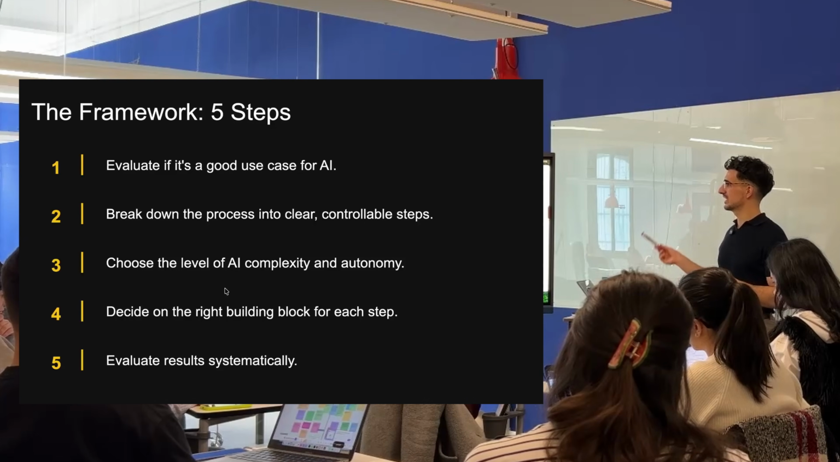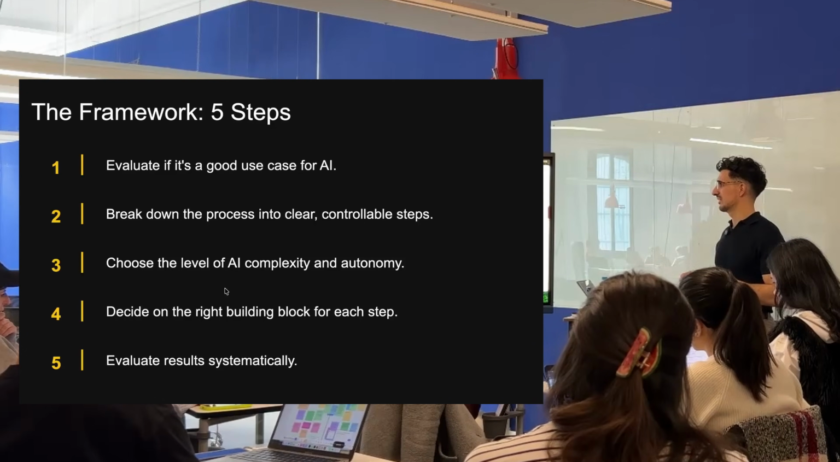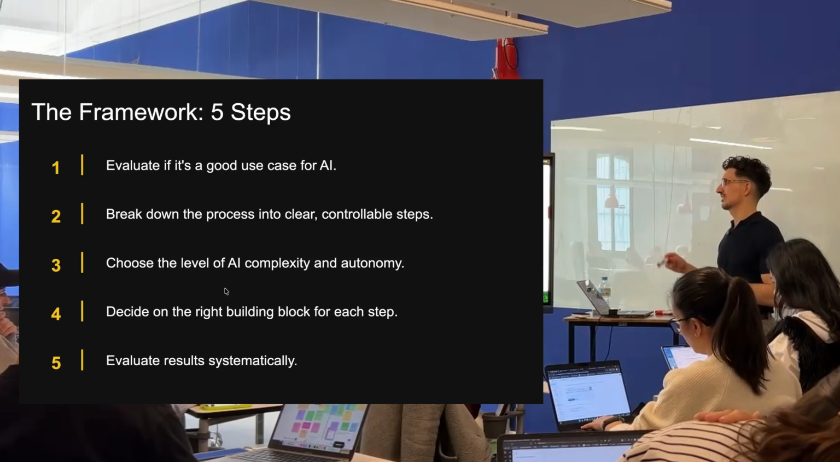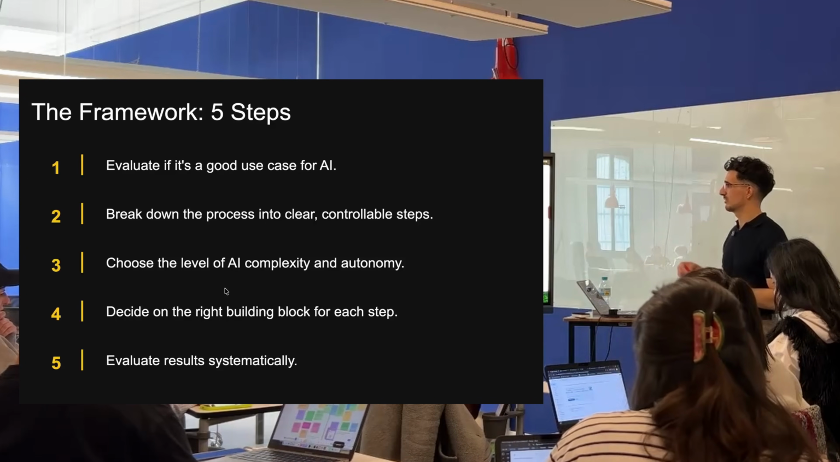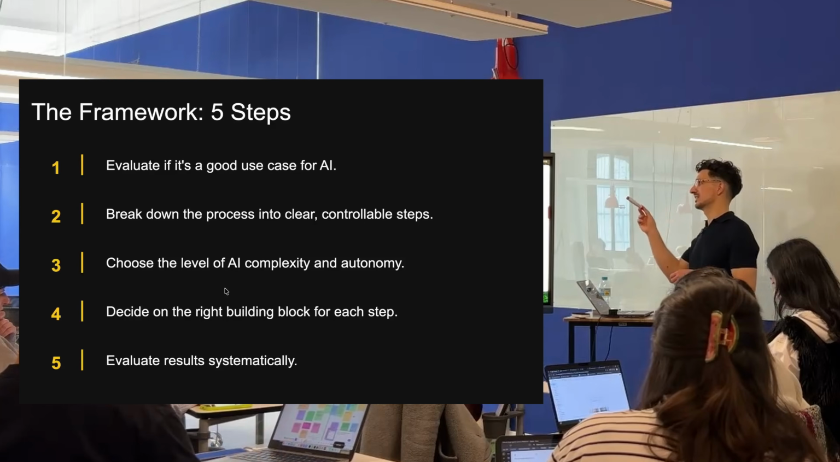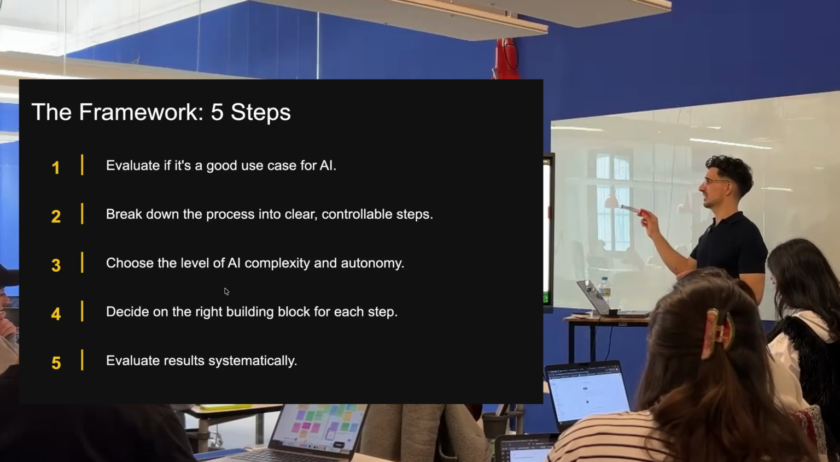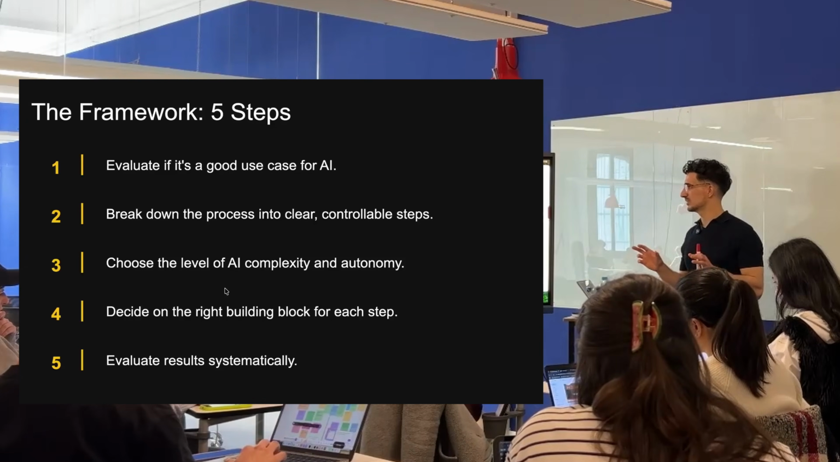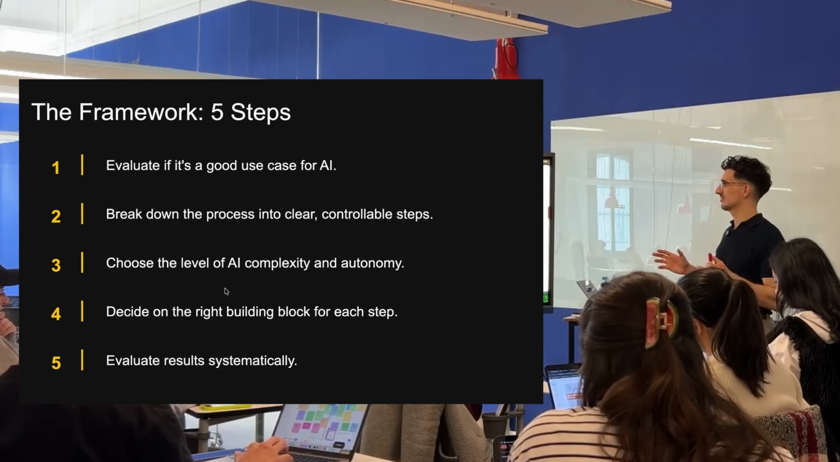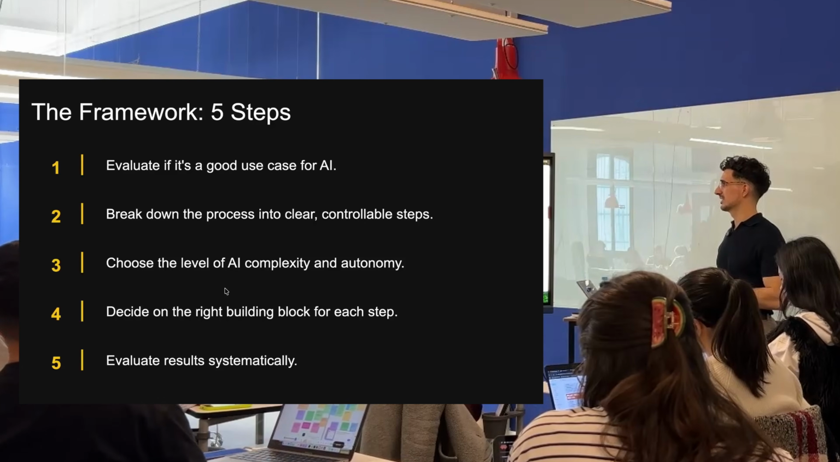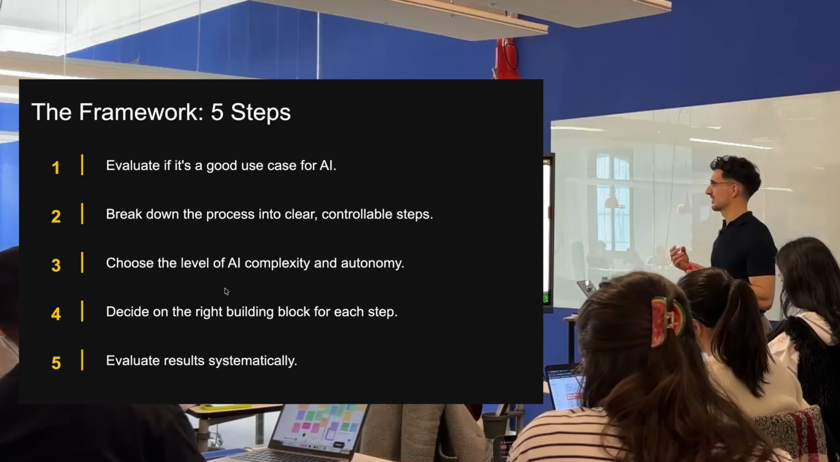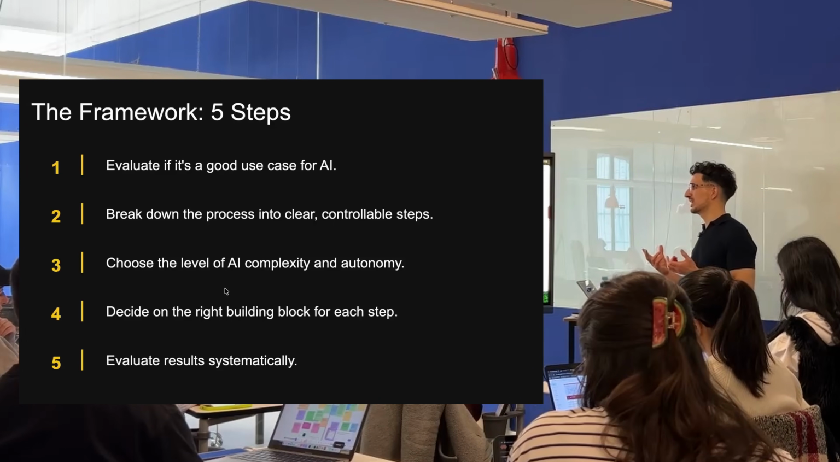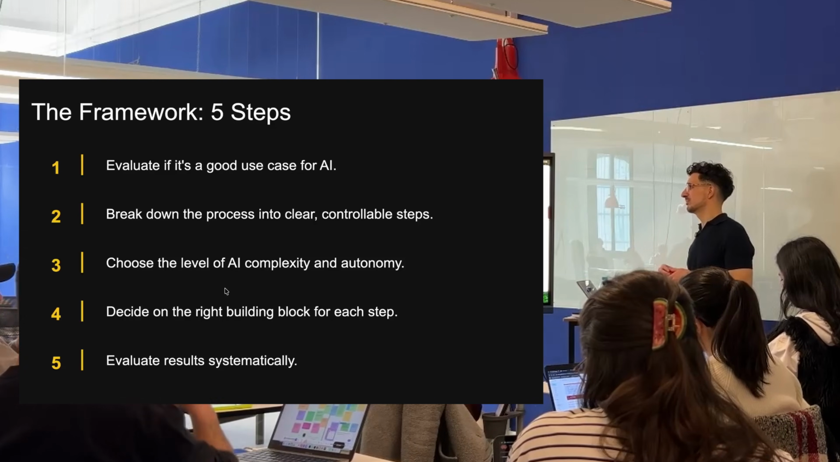And this, more than linear steps, is often a circle, right? So I will go back and evaluate if it is a good use case for AI, maybe change how I do a certain step. So to sum it up, these are 5 steps we can talk about today. And now I want you to tell me, with your gut feeling, where do you feel you need more help, or you might struggle more.